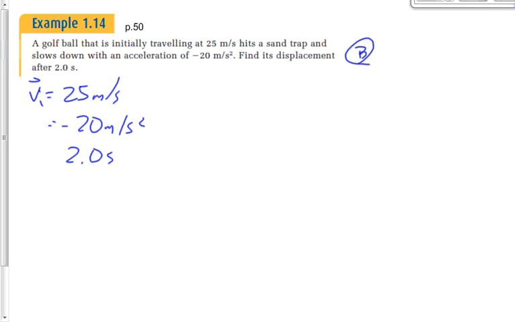What's the negative 20? Yeah, Sam? Good. It's a deceleration. We're going to call it A for acceleration. It's the negative that tells us it's a deceleration. What's the 2 seconds? Here's the easy one, right? The 2 seconds. 2 seconds. Right.